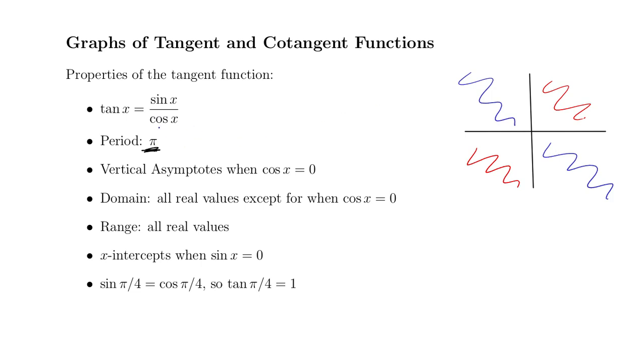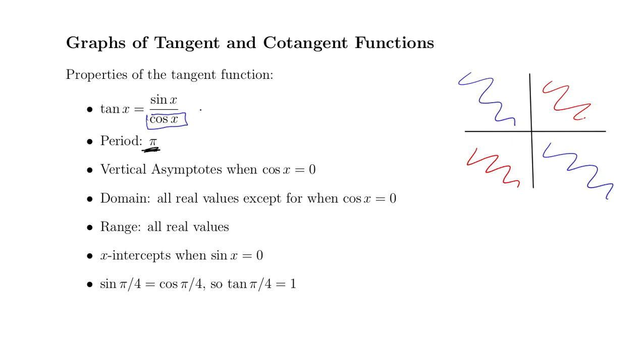We also know there's going to be a vertical asymptote whenever we divide by 0 here. So that's whenever cosine of x is equal to 0. So we'll have to think about where cosine is equal to 0, and that should work out pretty nicely for us. Our domain then is going to be all the real numbers except for where cosine is equal to 0. Our range, this one's kind of tricky. It's going to be all real values.